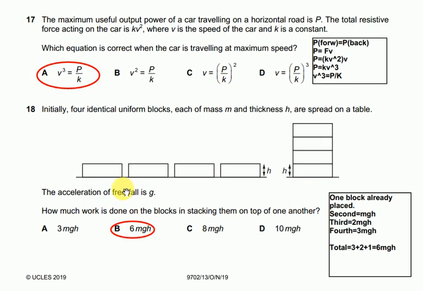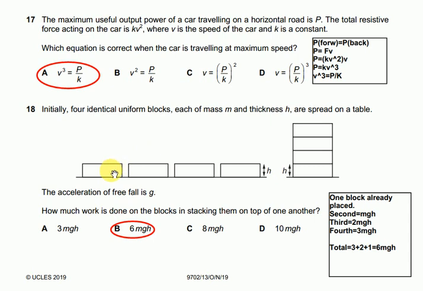Question number 18 says that initially four identical uniform blocks, each of mass m and thickness h, are spread on a table. The acceleration of free fall is g. How much work is done on the blocks in stacking them up on top of one another? Just a repeated question. It was asked in the previous past papers. So it's a simple question.